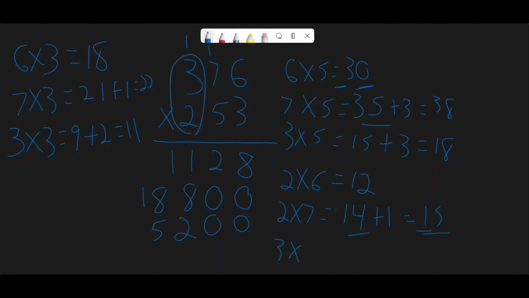We take 3 times 2 equals 6 plus 1 equals 7. Put it right there. Add those together so we have 8, 2. Here's 11. And we have, so 8 plus 1 is 9, plus 1 is 10, so we have 15. We have 7, 8, 9. So our answer is 95,128.